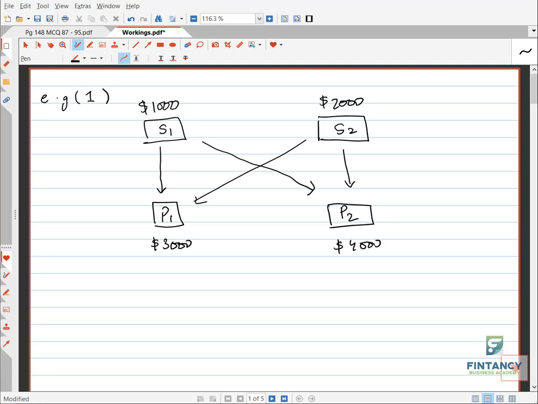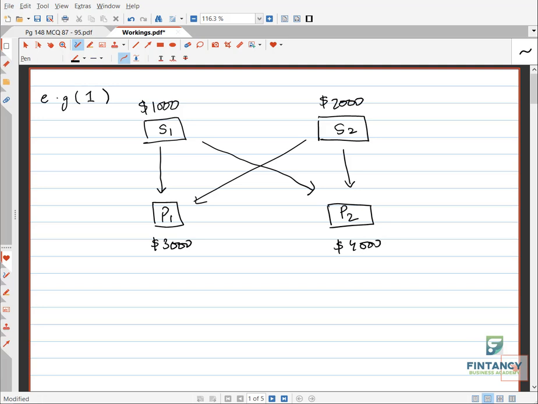So the overhead of P1 and P2 will anyway go to the product, by using those different costing methods which we have done. But what about the overheads of S1 and S2? They were supporting, right? So basically we need to transfer this 1000 and 2000 to the production departments so that eventually it can go to the product.